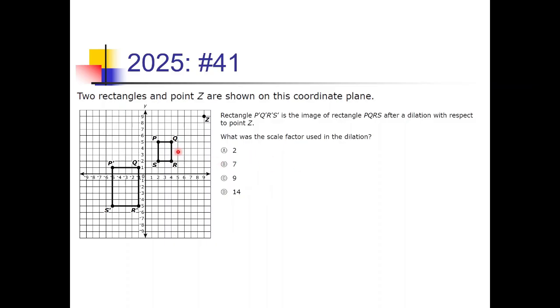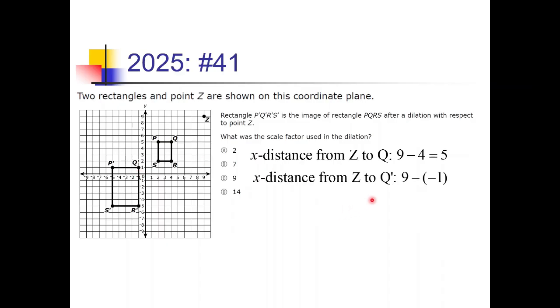So for my horizontal distance, I'm going to go from just Q to Z because that's the easiest to pick out here. That's going to be 9 minus 4. So that's my x distance from Z to Q, and that's a distance of 5. Now how far is it from Z to Q prime, which is the image of Q? Well, 9 minus -1 would give me that distance. So that's going to be a distance of 10. So we've got 10 divided by 5, that's what I have to multiply by, and that reduces to 2, which leaves me with answer choice A.